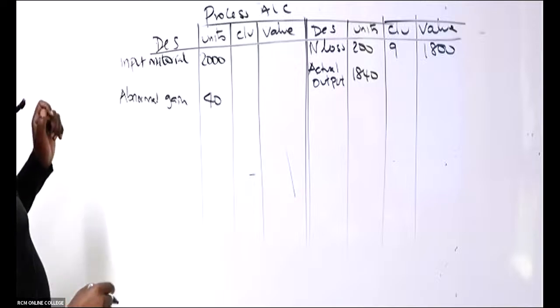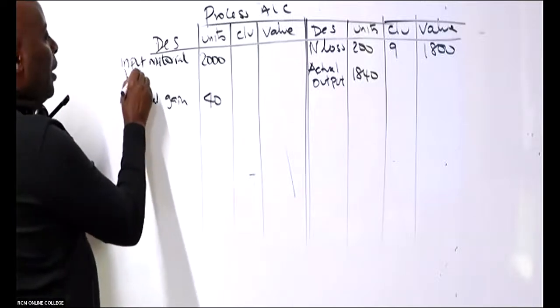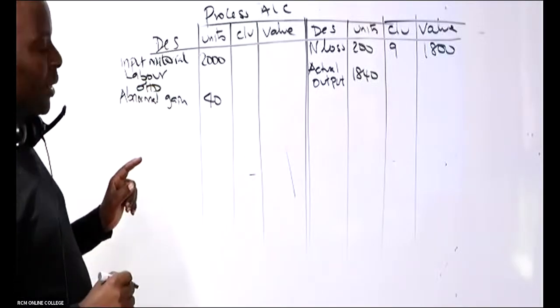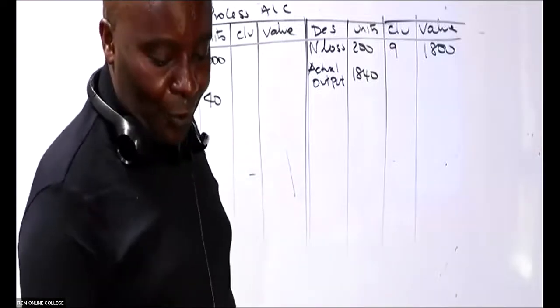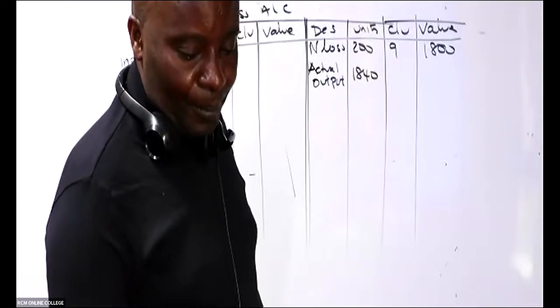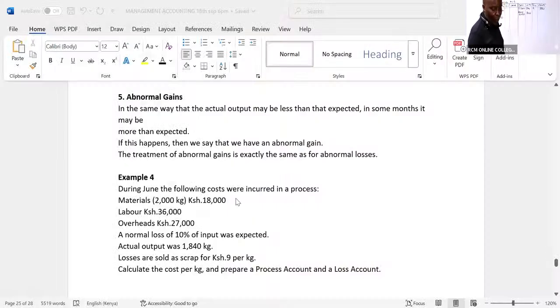So apart from materials, we have labor and overheads. For labor, ladies and gentlemen, we look at the question. You can see here that materials are worth 18,000 in total. Then we have labor. Labor cost is 36,000. And then we have overheads of 27,000.